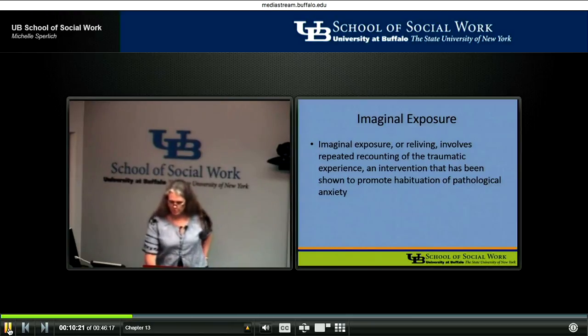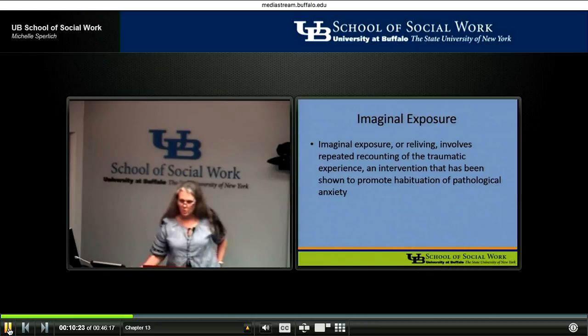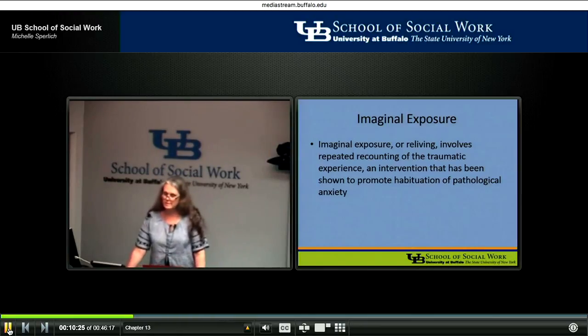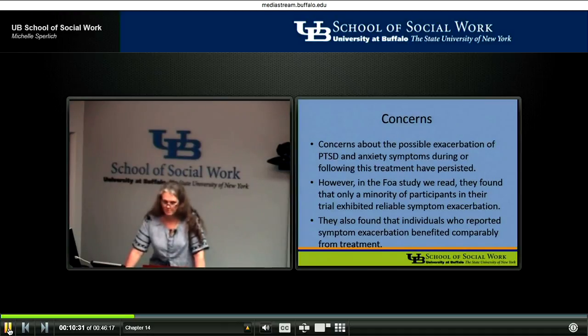Imaginal exposure was first used to treat PTSD in combat veterans. Veterans with PTSD treated with imaginal exposure, then termed imaginal flooding, improved relative to waitlist controls and standard treatment respectively, although the magnitude of their improvement was moderate. But it has been used time and again.